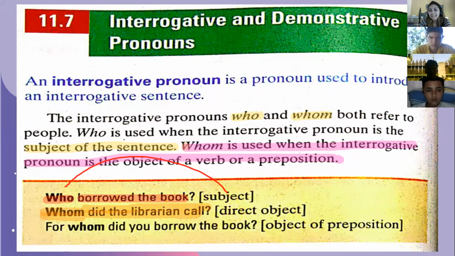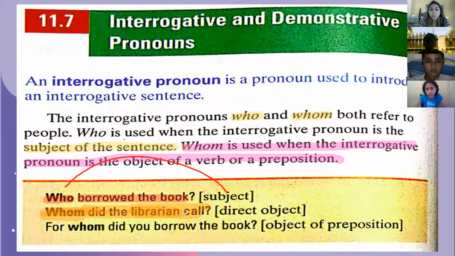Okay. Now, in this case, the librarian is calling, but the people are asking who the librarian called. Now, the people that he called, we don't know, so we use the word whom. Okay. Now, I'm going with the next part. For whom did you borrow the book? This is the object of preposition. For whom did you borrow the book?